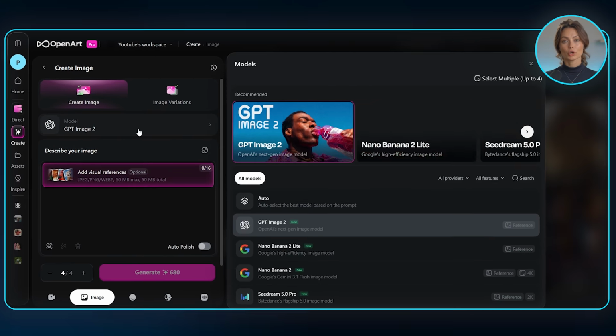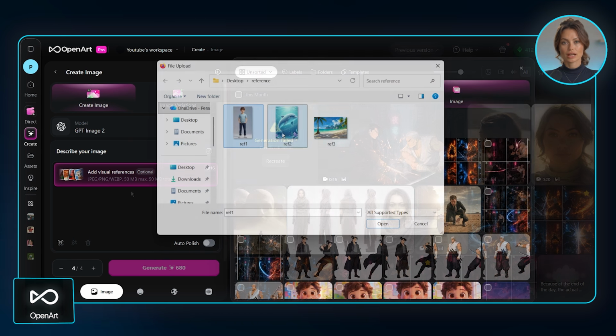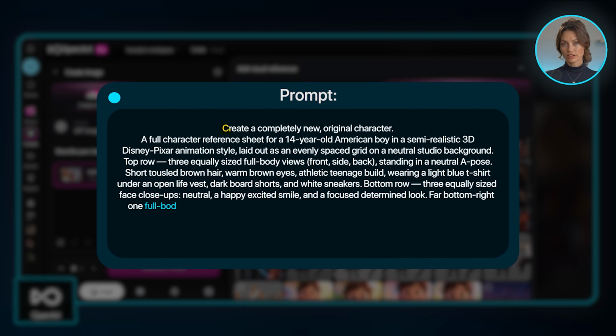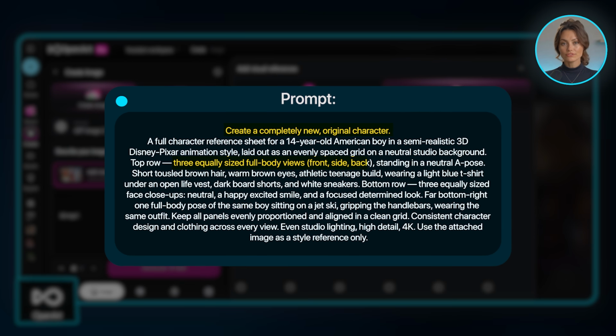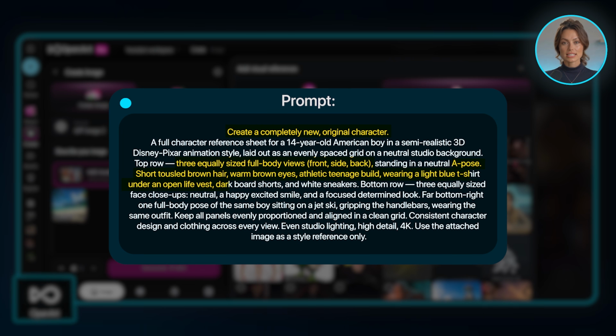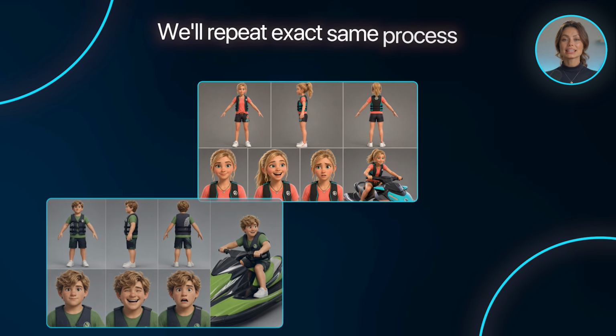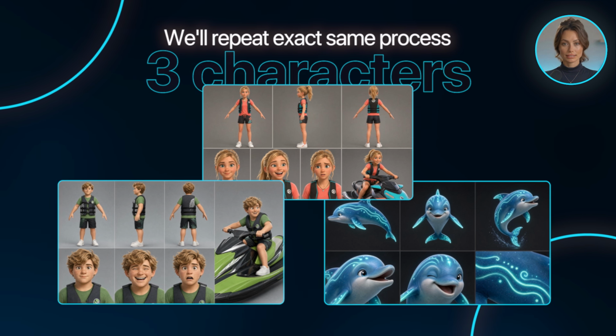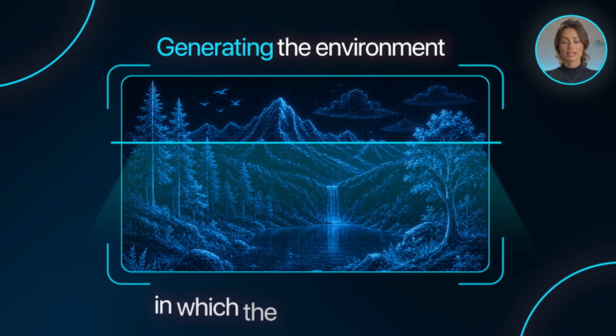So we'll head over to OpenArt, set GPT Image 2 as our model, upload our Pinterest references, and paste in our prompt. We want a full reference sheet with a front, side, and back view of our main character, along with a few close-ups wearing a t-shirt and life vest in a semi-realistic 3D style. And this is the result. Now we'll repeat the exact same process for our other 3 characters, and all of our characters are now locked in.